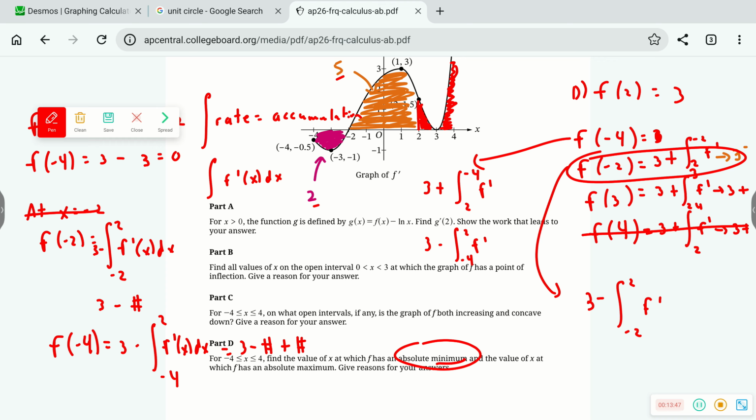Okay, so that part D is a little bit confusing, but I feel pretty good about that. I don't know that that's the most elegant explanation, but I think showing that work should hopefully be sufficient for that.